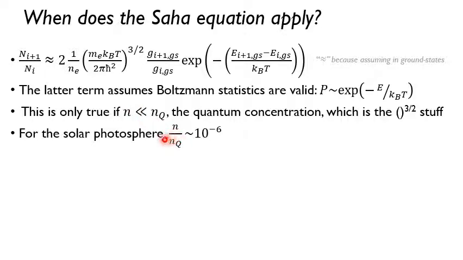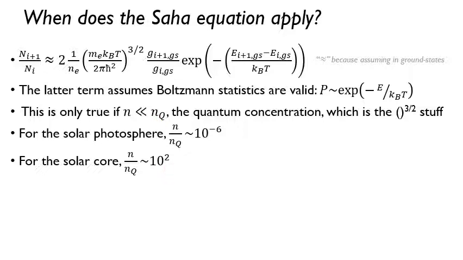You can plug in the conditions for the solar photosphere, and you find that the density of the photosphere relative to the quantum concentration for those environment conditions, so that electron density and that temperature, is going to be around 10 to the minus 6. Instead, if you go to the solar core, which is a much higher density but also a much higher temperature, you'll find that your density relative to that quantum concentration for those conditions is like 100, right? So the density is not only much less than the quantum concentration, it's actually quite a bit higher than it, which is interesting.